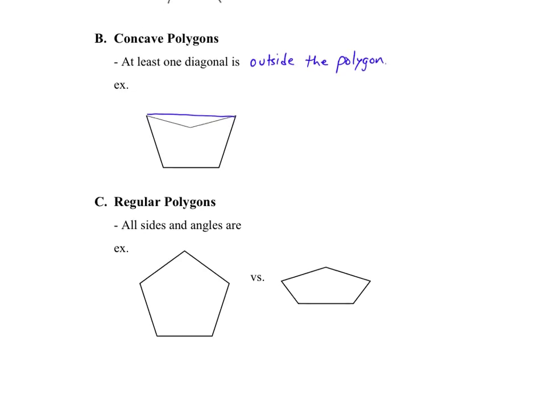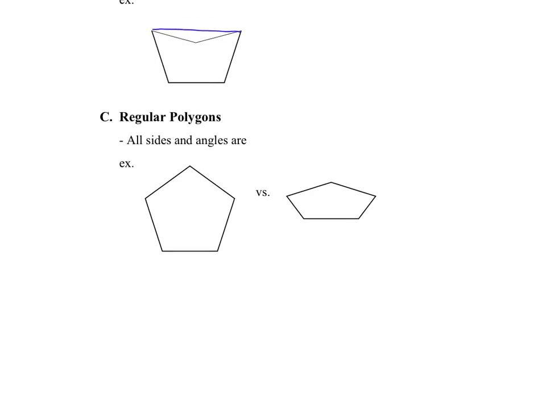Now regular polygons: all sides and angles are congruent. And congruent is just a fancy math word for equals. So something like this is going to be a regular polygon. It looks normal. When you think about polygons, what does a pentagon look like? You're probably picturing a regular one. So this one here is regular.